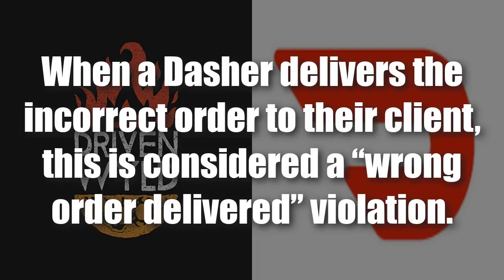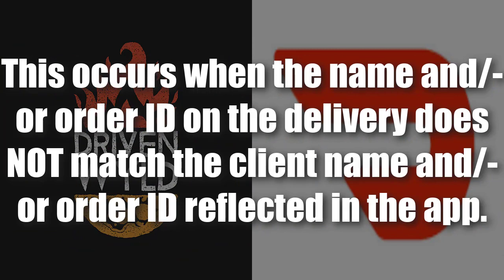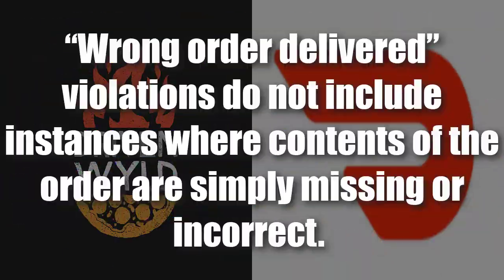When a Dasher delivers the incorrect order to their client, this is considered a wrong order delivered violation. This occurs when the name and or order ID on the delivery does not match the client name and or order ID reflected in the app. Wrong order delivered violations do not include instances where the contents of the order are simply missing or incorrect.